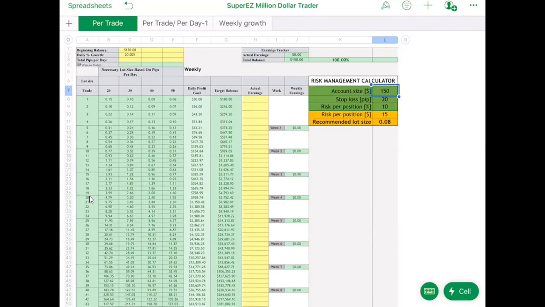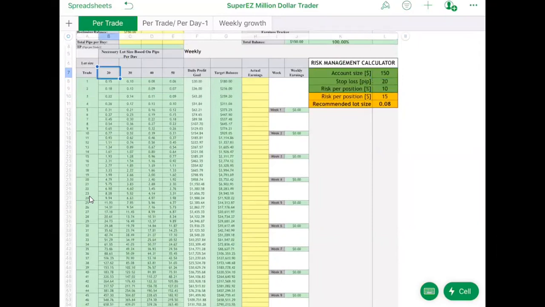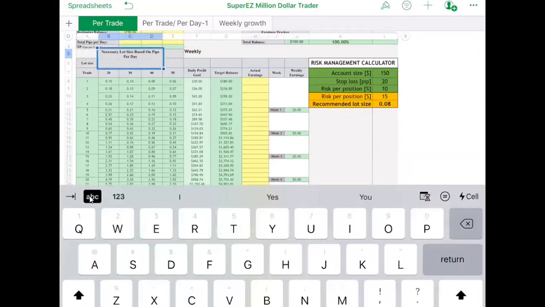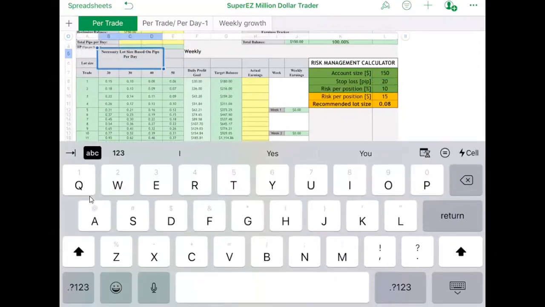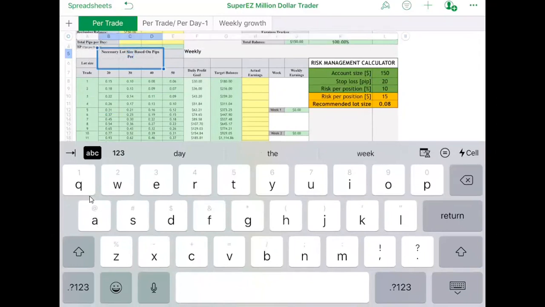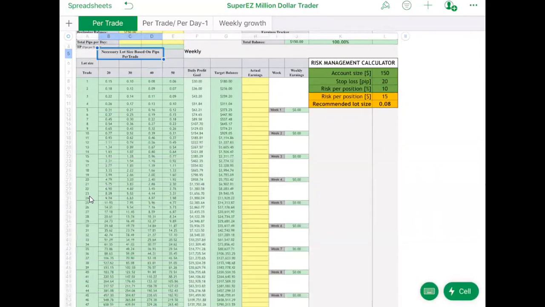Because there's a lot more information in that, and you'll be a lot more accurate. So let's take a look at it. As you can see, your pips per trade is 20 pips, and that's how many you're going for on that trade.